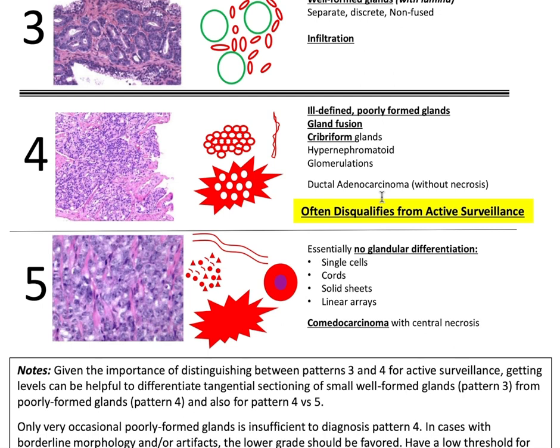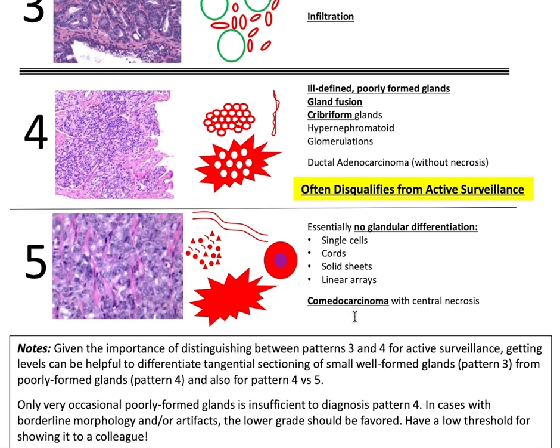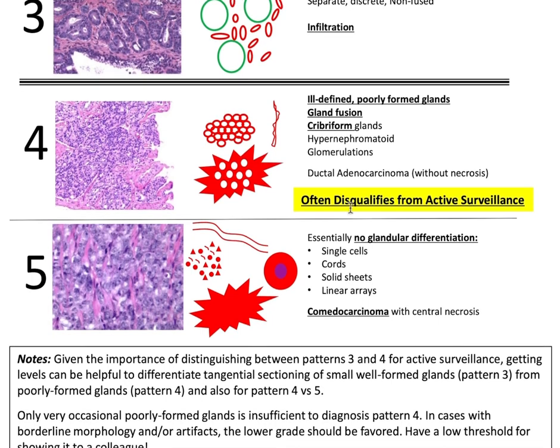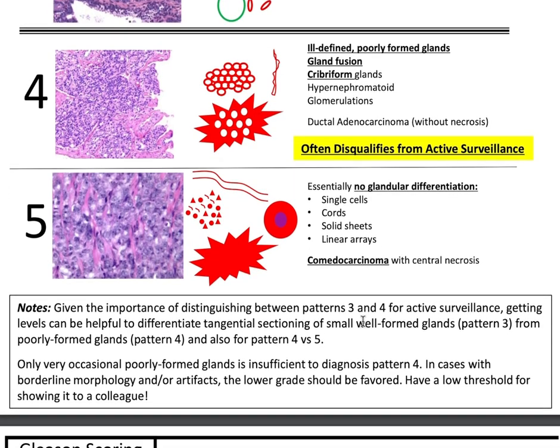And then Gleason pattern 5, essentially you don't have glandular differentiation. You can have single cells, cords, solid sheets, and linear arrays. If you have cancer with comedonecrosis, then it's also Gleason grade 5. If you're unsure whether it's 3 or 4, get levels to help you out, especially if it's tangential sectioning. And if there's borderline morphology and/or artifacts, first, you should show it to your colleague, and secondly, the lower grade should be favored.